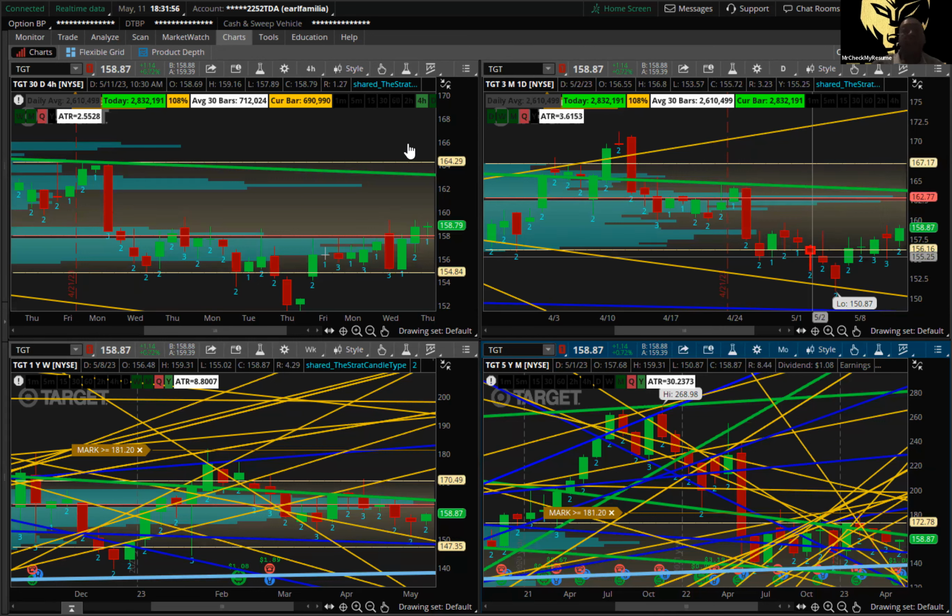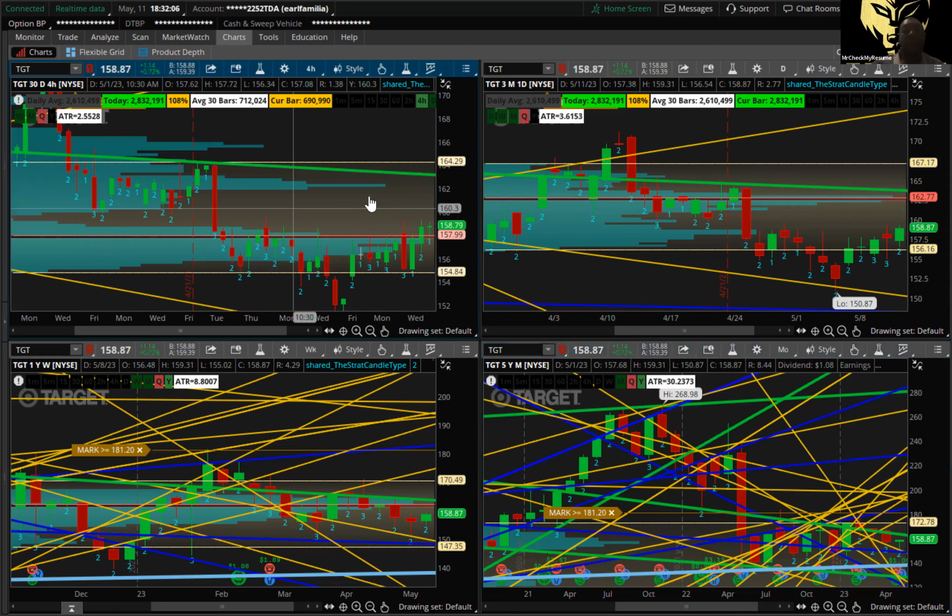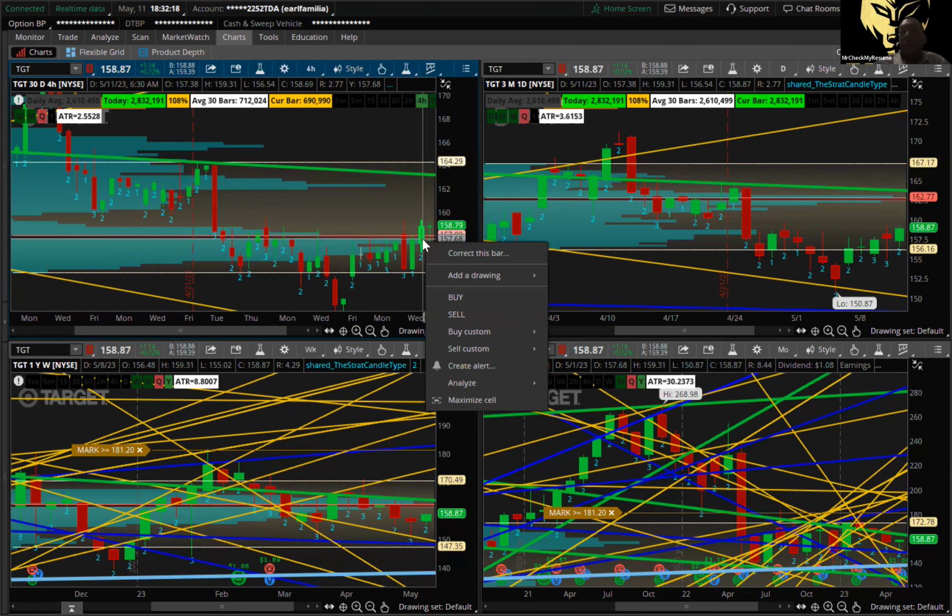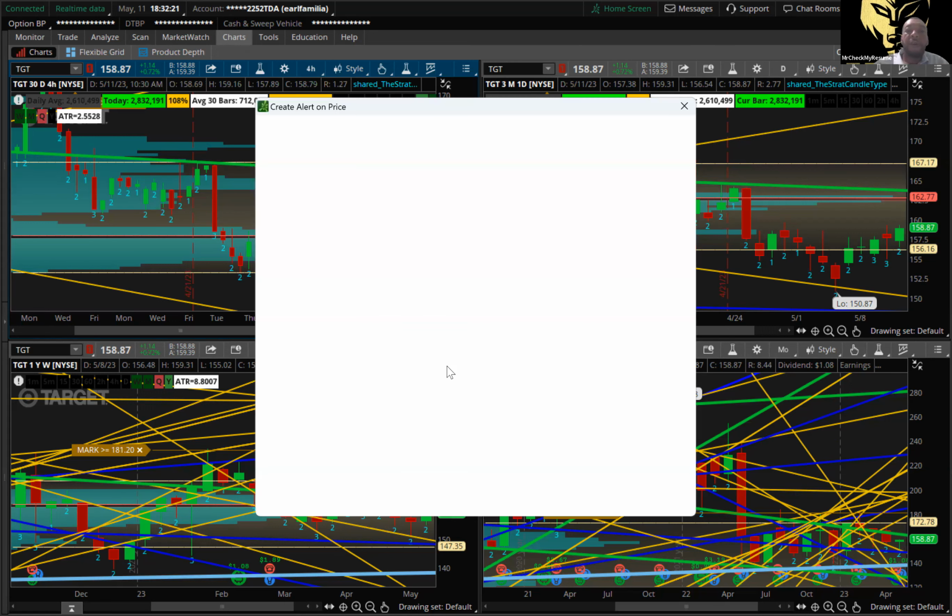Yeah, I think we have continuation in our future on this one, and we could attack that volume gap here on Target, and we could push up near 162 potentially. You heard it here first. I'm gonna throw an alert out for it though. 159.16 is a level for entry on the 4 hour.